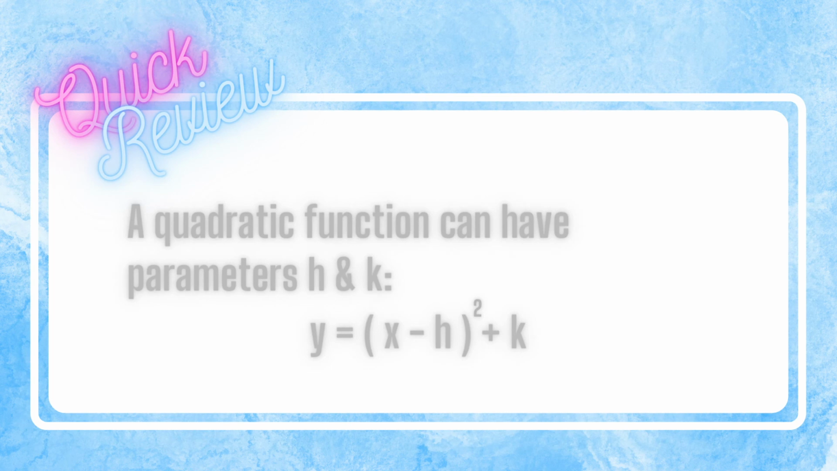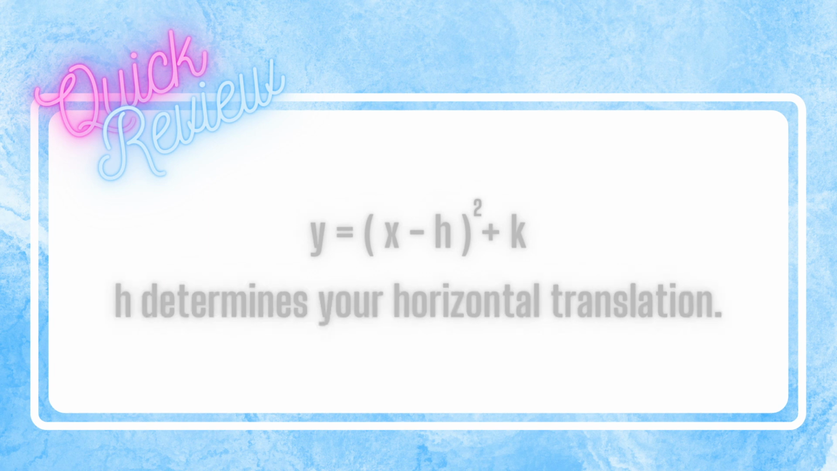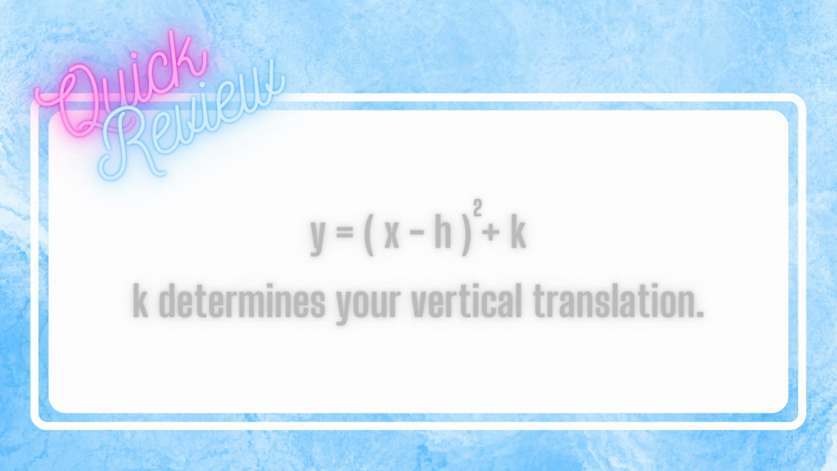So as a review, a quadratic function can have parameters h and k. So it has the form y equals (x minus h) squared plus k. And so these parameters tell you about how the parent function translates. So how does the parent function move around? h determines your horizontal translation, and k determines your vertical translation.